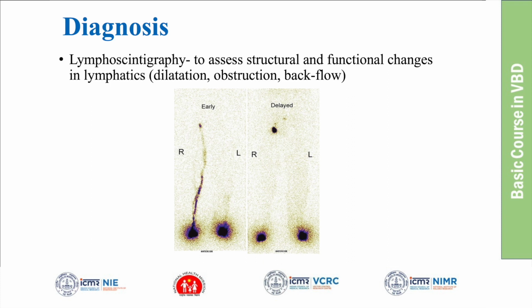And even the delayed lymphoscintigraphy which has been taken shows uptake of the dye on the right side. So it shows that on the right limb the lymphatic system is intact, whereas in the left limb there is obstruction. So lymphoscintigraphy is another method to basically assess the structural and functional changes in the lymphatics. So this also we saw.